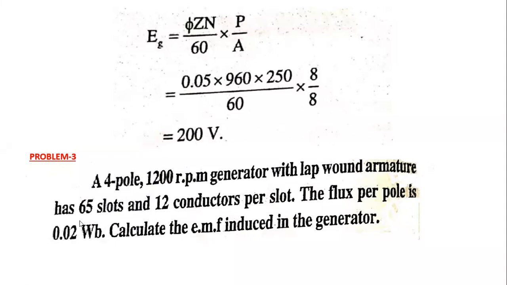And then the flux per pole. Flux per pole means phi.